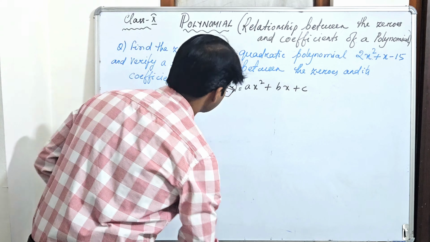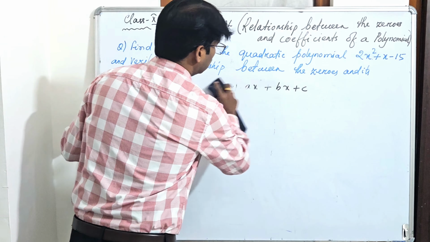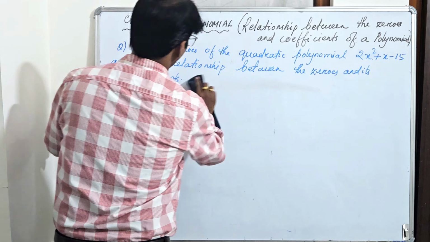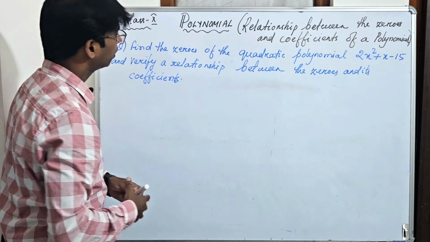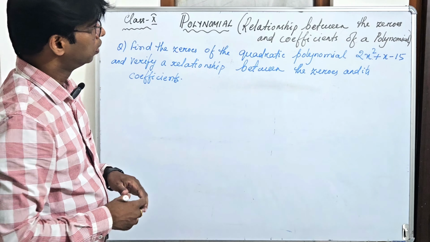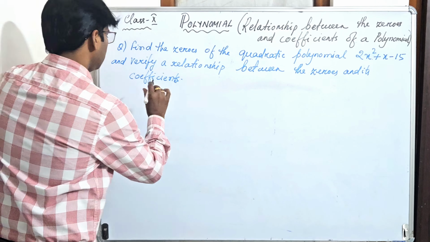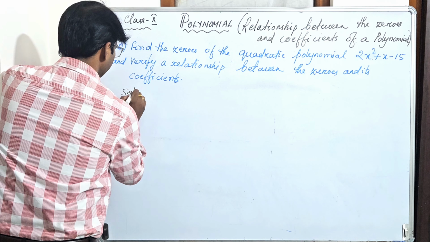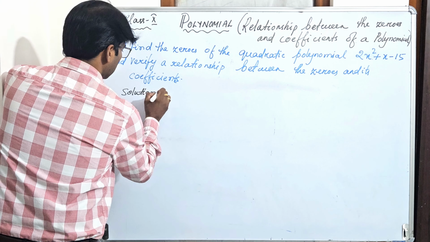So let me discuss how the coefficients of the quadratic polynomial will be related to the zeros of that particular quadratic polynomial. So let us solve this and find out the relationship. The solution part I am doing.